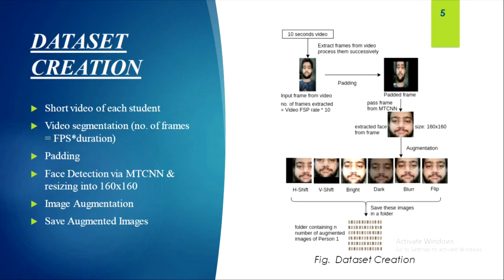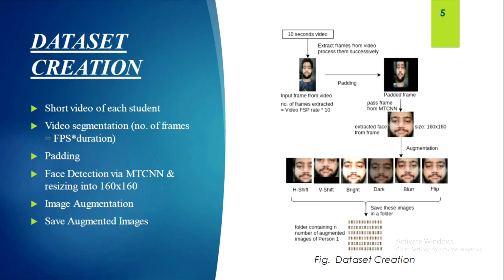Now what this MTCNN module does is it detects the face. This detected face is extracted from the frame, resized to 160 by 160, and passed for augmentation. In augmentation, we applied horizontal shift and vertical shift, we increased the brightness, we reduced the brightness, we blurred the images, we flipped the images, and we added 3 types of noises to the dataset.